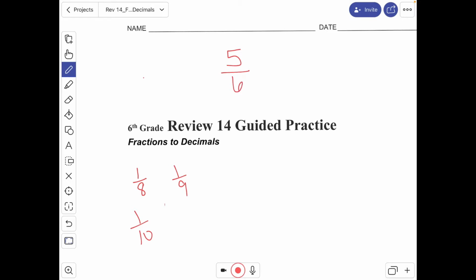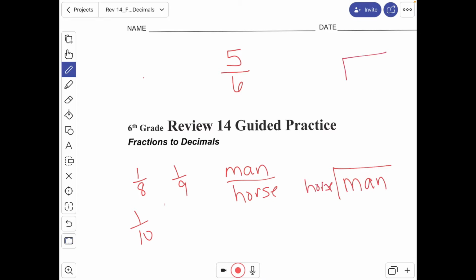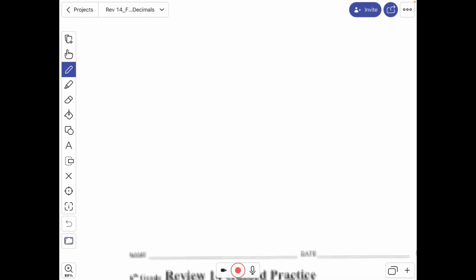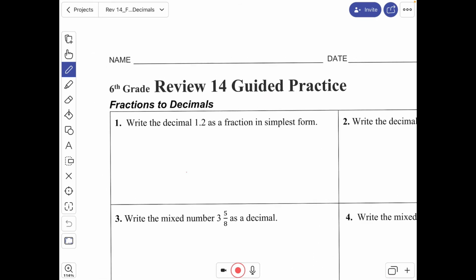To figure out what that is, we need to use man, horse, which means division. We're going to put the man in the house and the horse is outside. So we would put the number on top inside the house and the number on bottom outside the house. Okay, let's look at your worksheet. Review 14, Guided Practice.